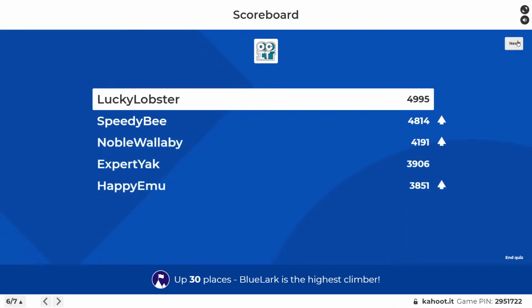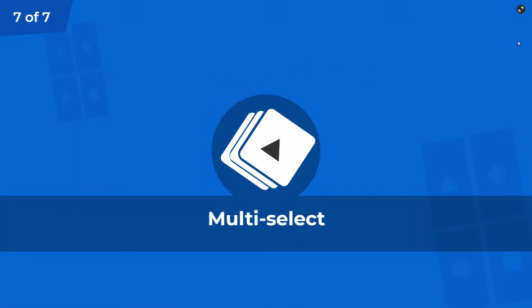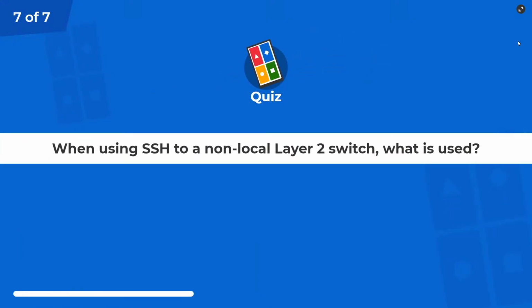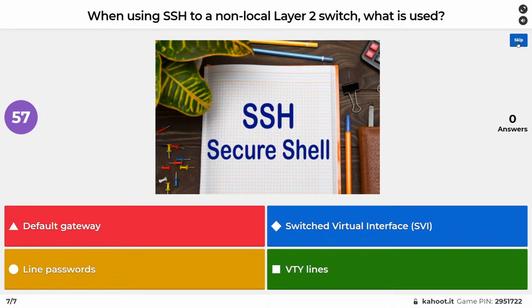And, lucky lobster in first place. Okay, we have one more question. This is it. Question 7 of 7 for today. Multiple select. When using SSH to a non-local layer 2 switch, what is used?